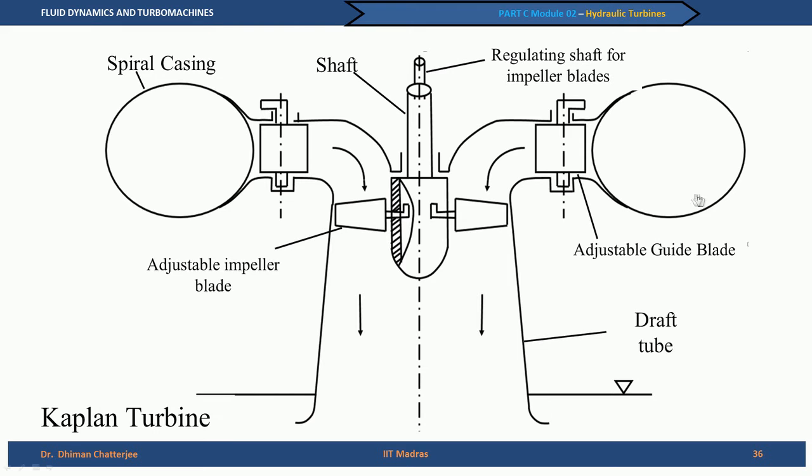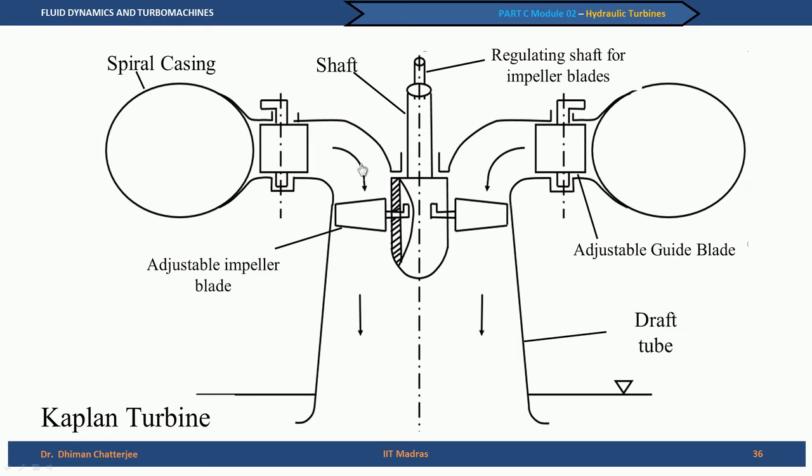In case of Kaplan turbine, you can see the spiral casing as in case of a Francis turbine, and then you see the guide blades, and then there is a vaneless passage, and the flow turns. And to remind you, this is an axial flow machine. Why? Because in the runner passage, in the impeller blades, the flow direction is parallel to the axis.